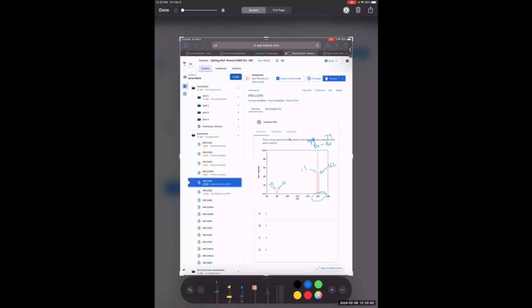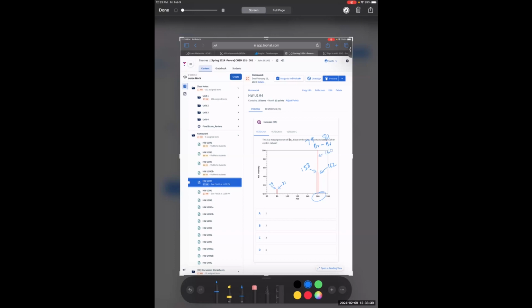How do we get the 158 peak? By combining two light atoms to make Br2. And what about the peak at 160 then? The only other possibility is a lighter atom combines with a heavier atom, 81. So 81 plus 79, what do we get? We get 160.